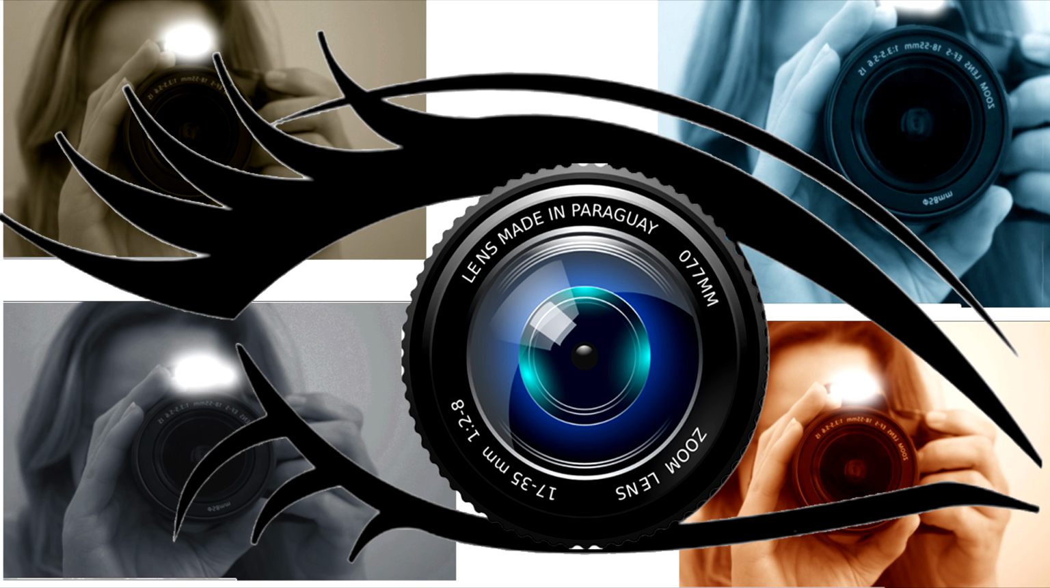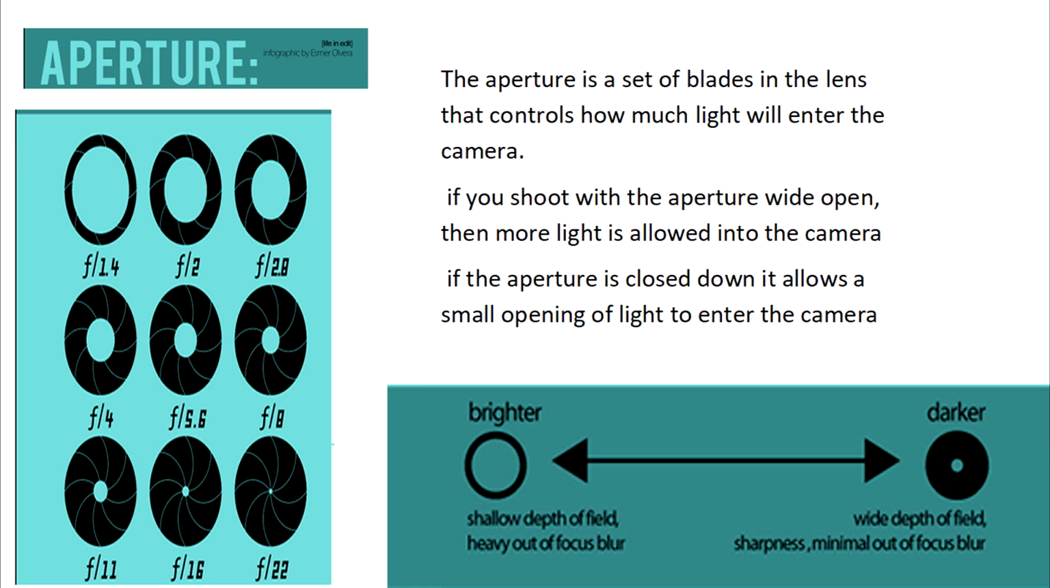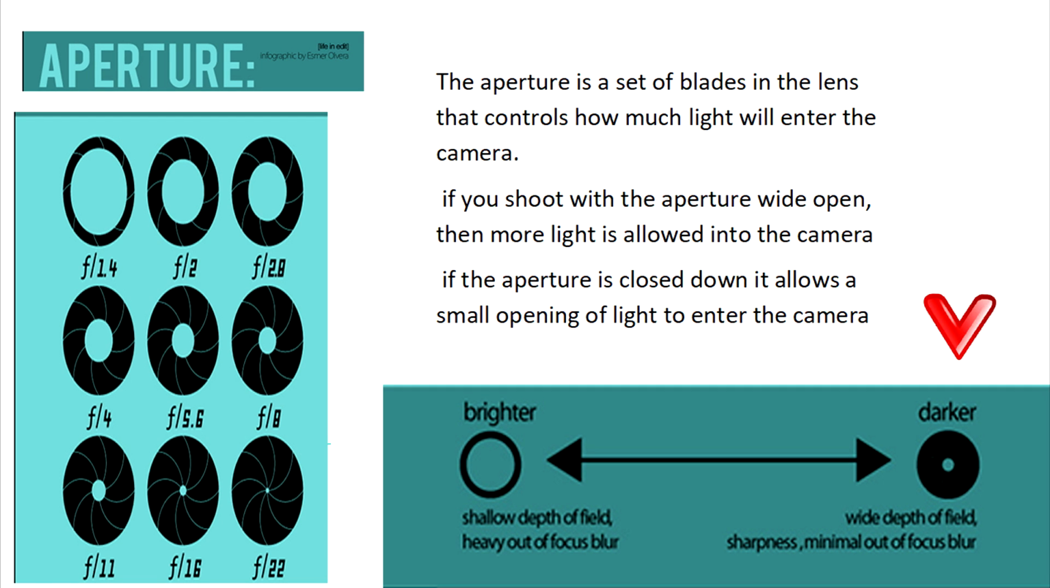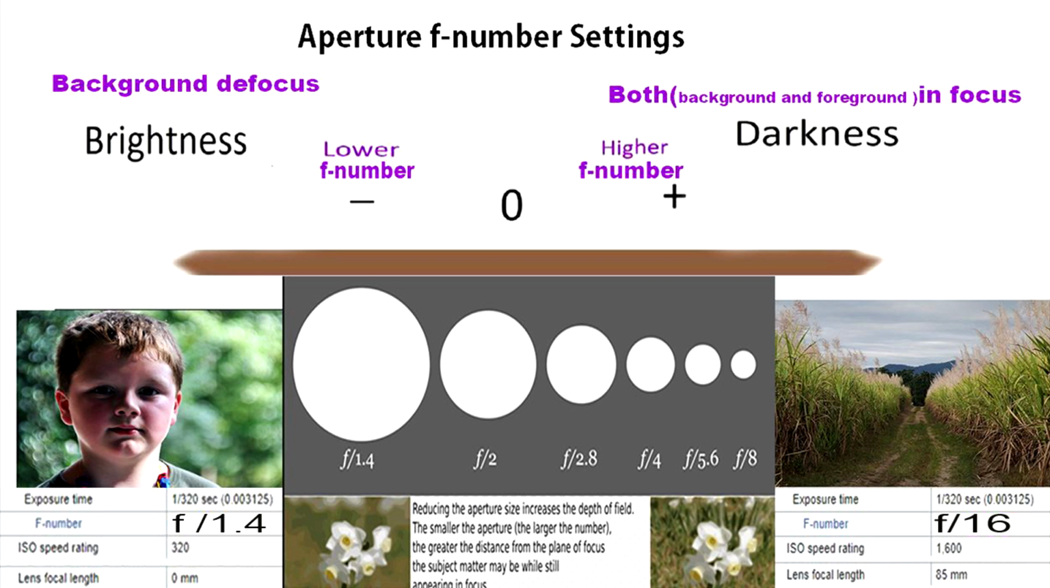So guys, it was about shutter speed. Now talking about aperture mode. First, what is aperture mode? The aperture is a set of plates in the lens that controls how much light will enter the camera. If you shoot the aperture wide open, then more light is allowed into the camera. If the aperture is closed down, it allows a small opening of light to enter the camera.